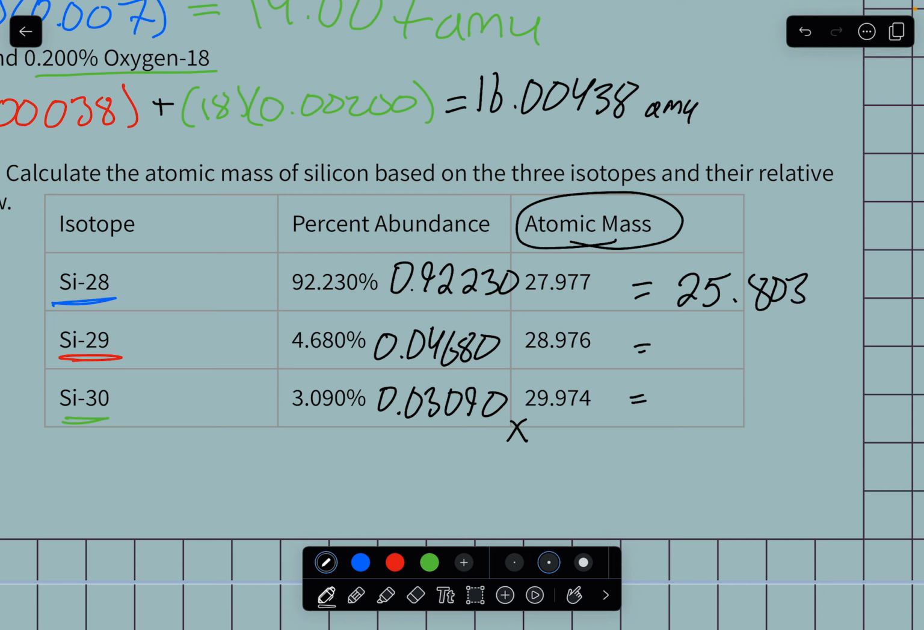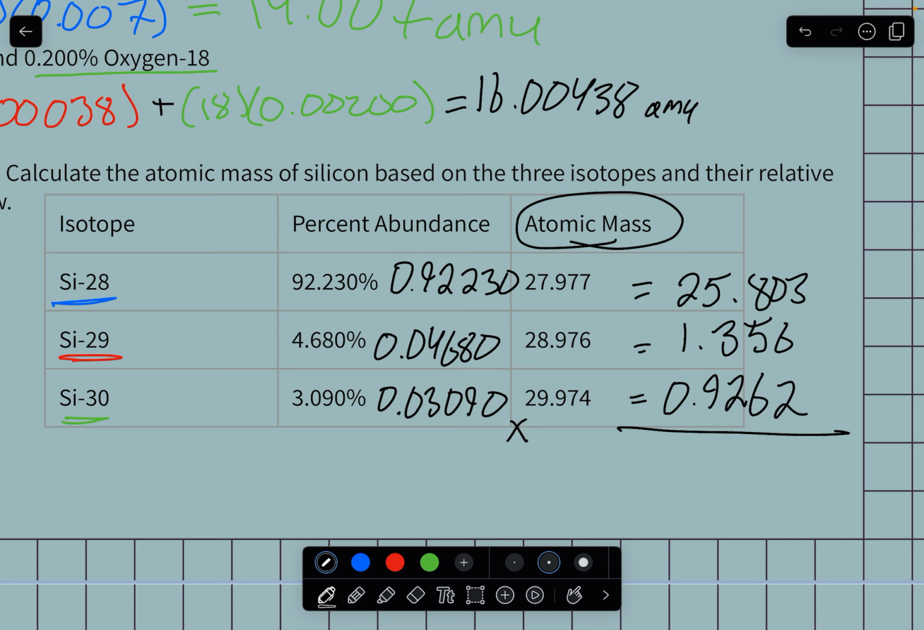And whenever you're doing calculations as intermediate steps before we get the final product, keep your decimals in these intermediate steps. Don't round them at all yet, okay? You can round them slightly, but don't round them too much. Our second one, we have 0.04680 times 28.976. You get 1.356. The third one is 0.03090 times 29.974. And for this one, we get 0.9262.